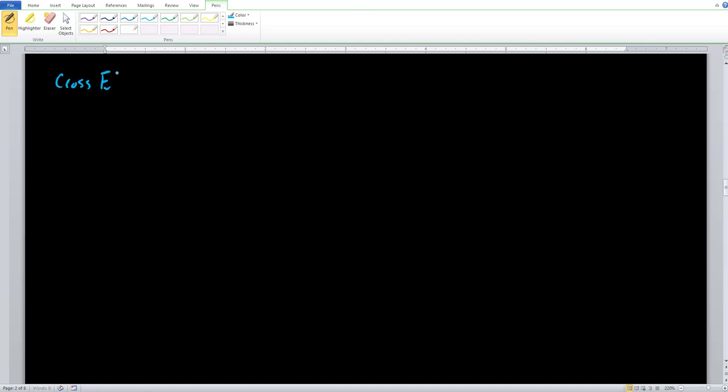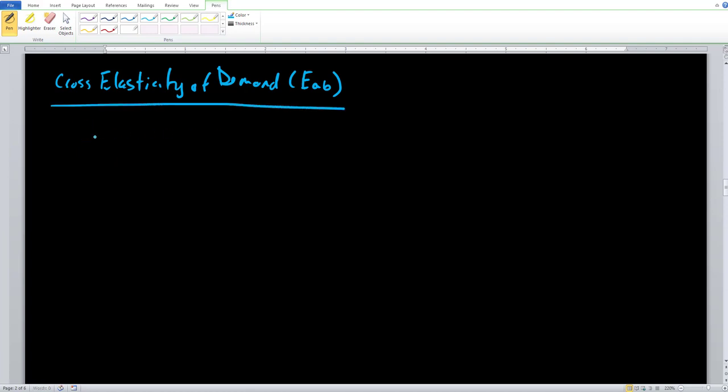Cross elasticity of demand. We denote this shorthand with E_AB. Here, E_AB tells us exactly that we are looking at two different goods. The midpoint formula is exactly the same as the price elasticity of demand. We have Q1 minus Q0 divided by Q0 plus Q1, divided by 2. Put that in brackets. Don't forget, order of operations matters.